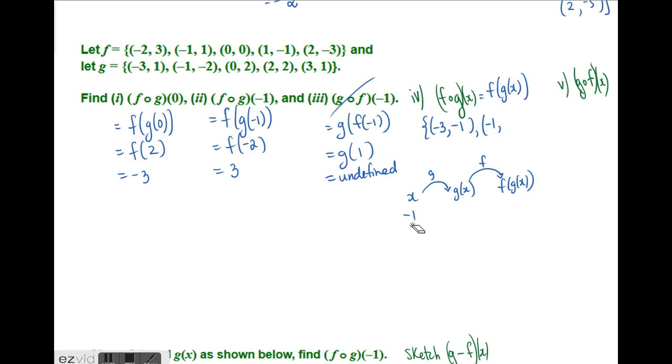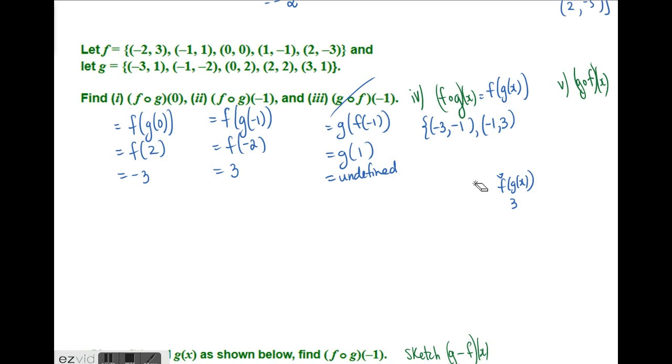So we have -1. Under operation g, we get an output of -2. So this is the brand new input inside function f now. So -2 is over here. The output we get is 3. So what you start with is the x of the point. What you end with, the final output, is 3. That's the final answer for the point here.